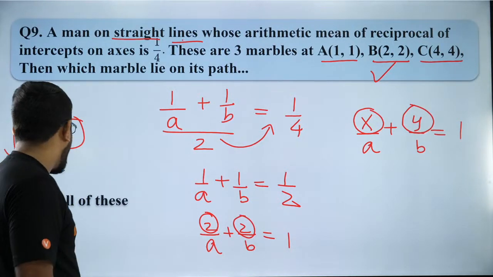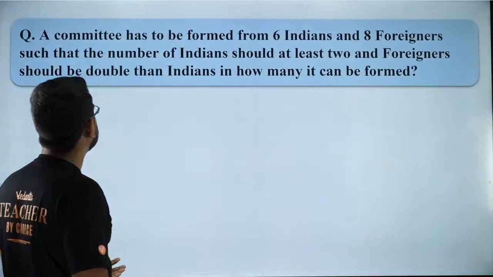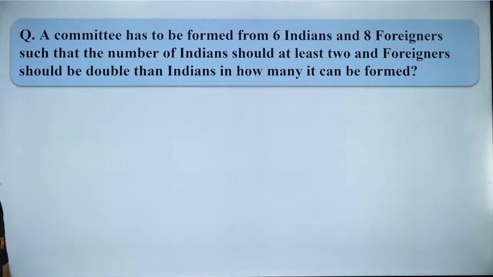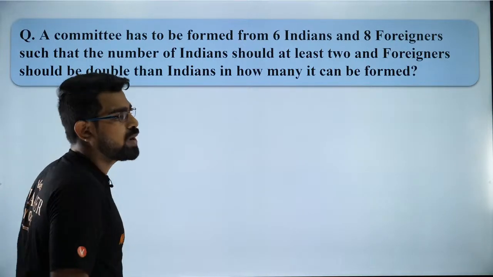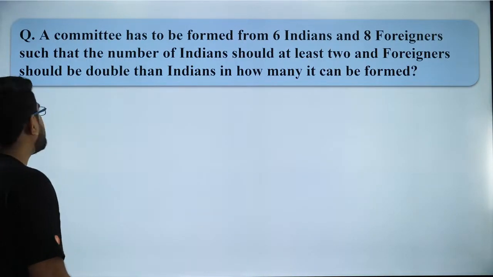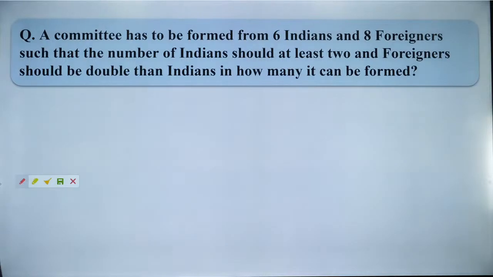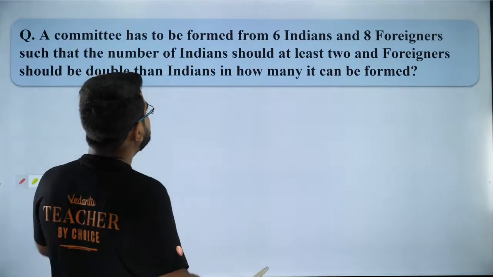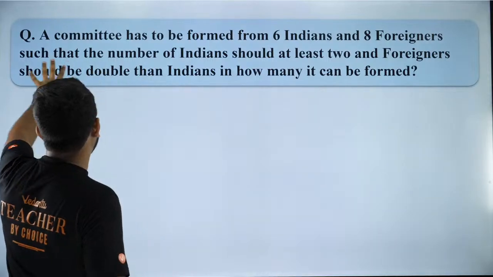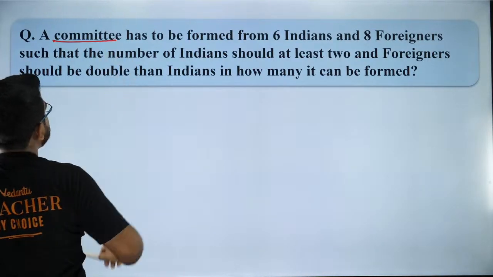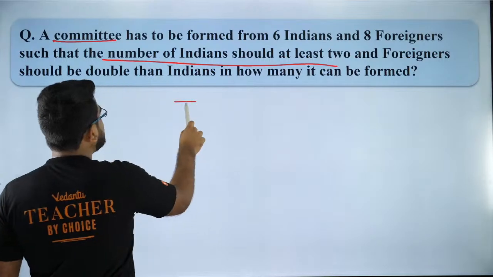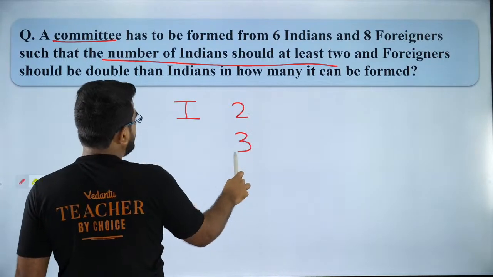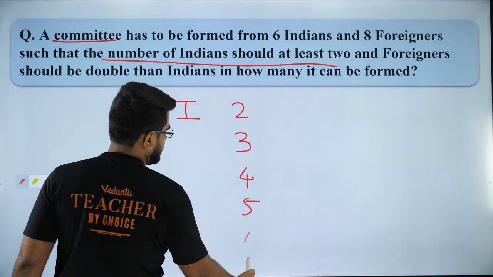Okay, so let us move forward to the next question, which is right on your screen. And this is a question which my dear student Shakti shared with me. So I hope you guys got this one. So let us try to solve it. So there are 6 Indians and 8 foreigners. We want to form a committee in such a way that the number of Indians should be at least 2. So Indians can be 2, 3, 4, 5, 6.